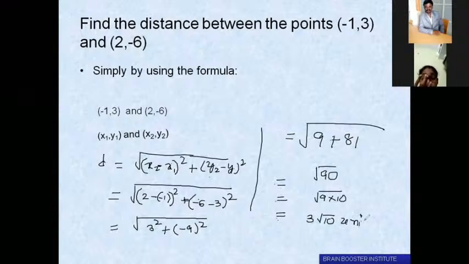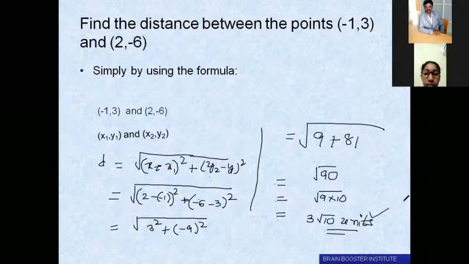Compulsorily, for the distance, or either area or perimeter, we need to mention units. If the measurements or dimensions are given in centimeters or meters, we have to do the same thing. That's the point. So by using the distance formula, we can find the distance of the 2 points like this. Got the point?